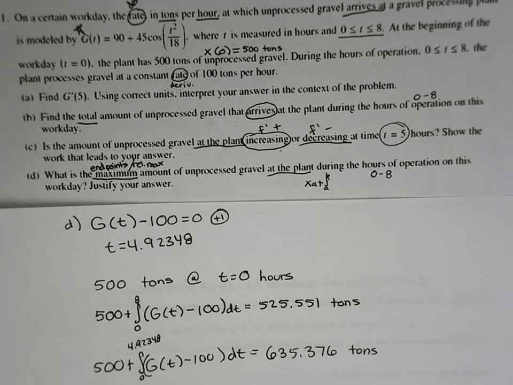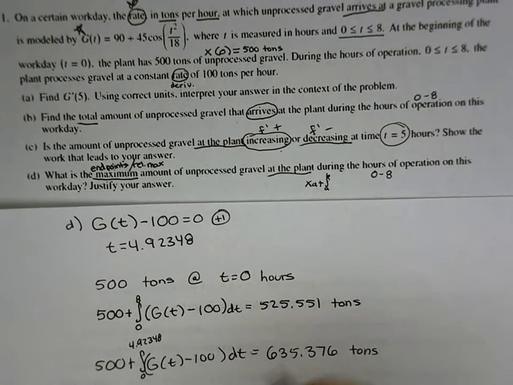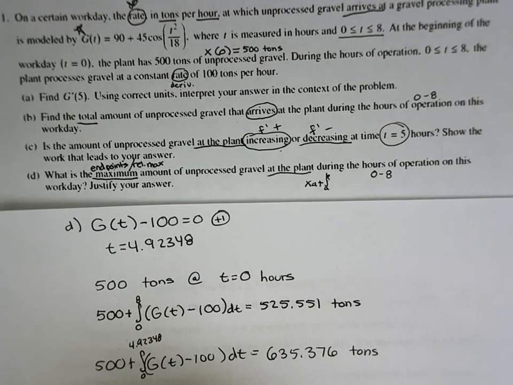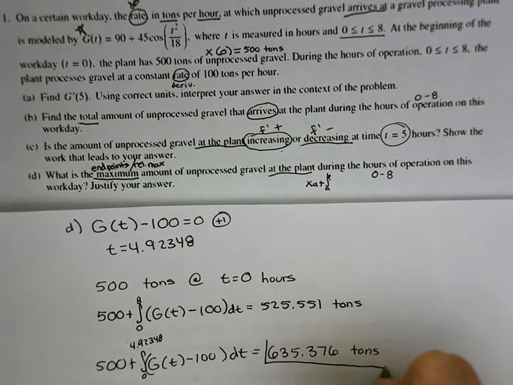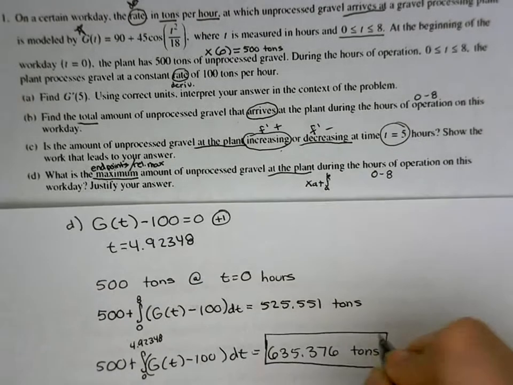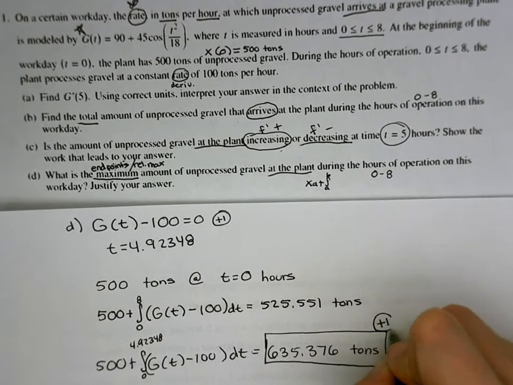My answer, okay, would be at t equals, or what is the maximum amount? My maximum amount would be at t equals 4.92348. So this would be my maximum amount.